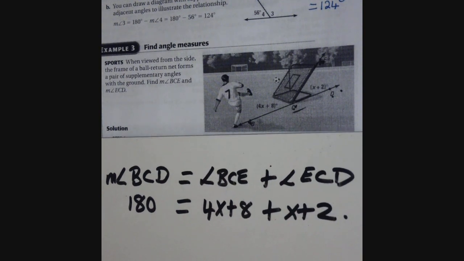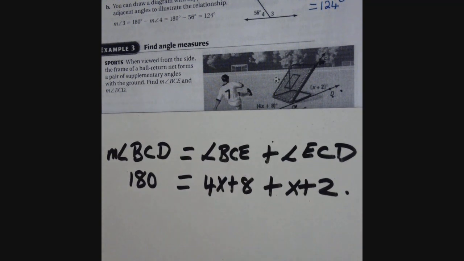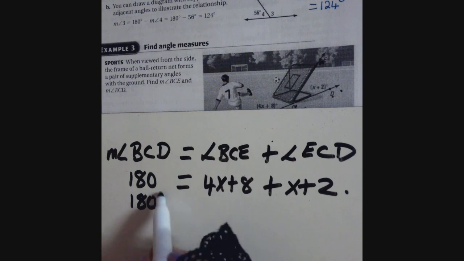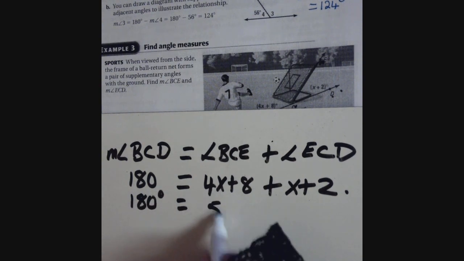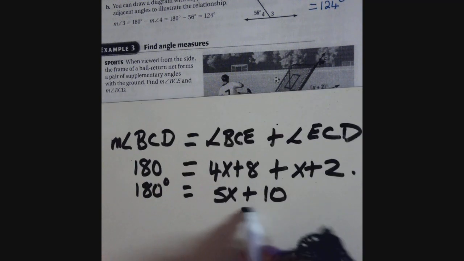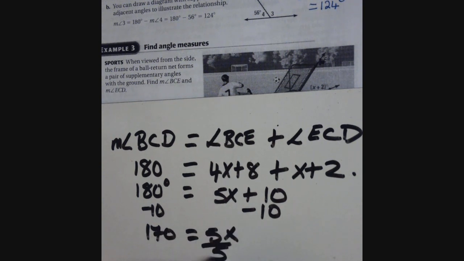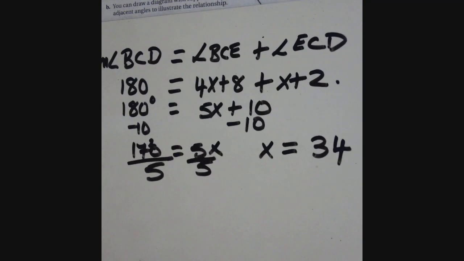And they want us to find both angles. So we set up an equation like we did before, and we're just going to go ahead and solve. So 180 degrees equals 4x plus x, that's 5x, plus 10. 8 plus 2 is 10. Subtract 10. 170 equals 5x. Divide by 5. And x is 34. So I know that x is 34.